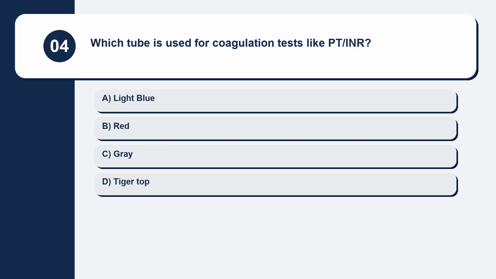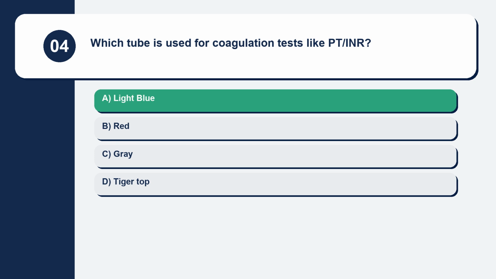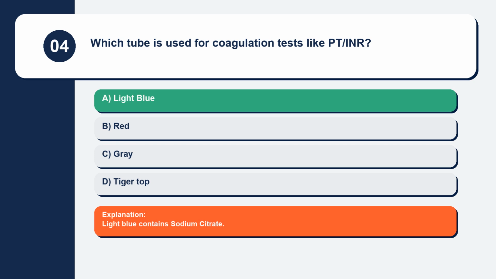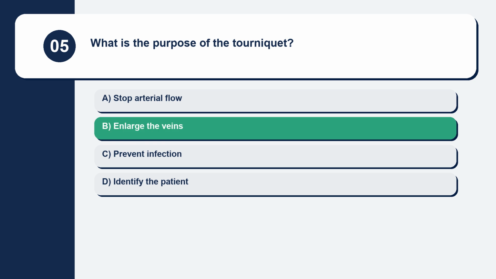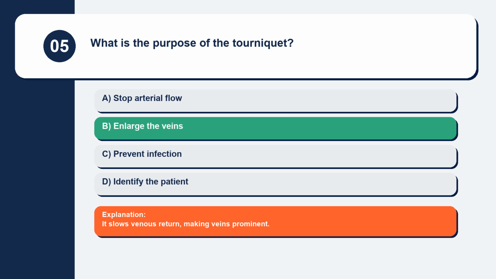Question 4. Which tube is used for coagulation tests like PT/INR? Light blue, red, gray, tiger top. Light blue contains sodium citrate. Question 5. What is the purpose of the tourniquet? Stop arterial flow, enlarge the veins, prevent infection, identify the patient. It slows venous return, making veins prominent.